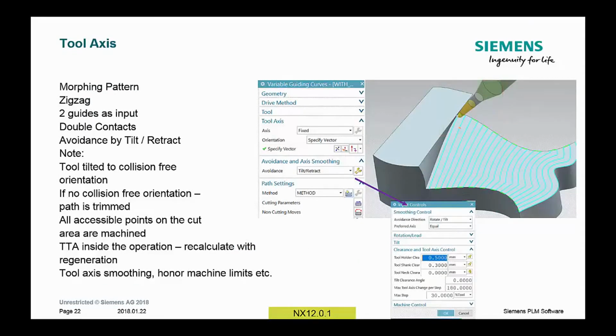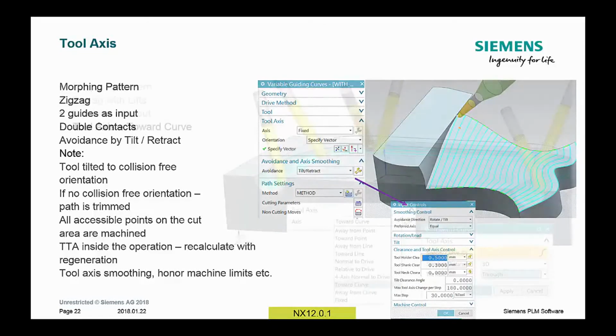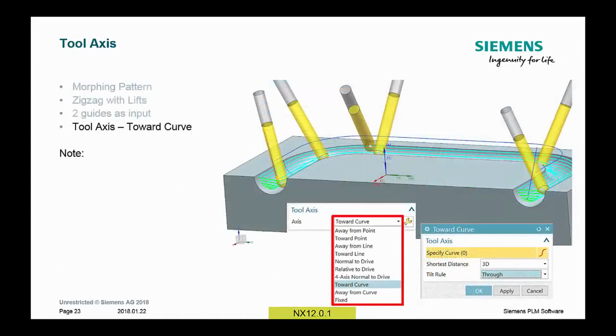Tilt tool axis also provides smoothing of the tool axis behavior based on the machine characteristics and allows limiting the tool orientation to the swiveling axis limits. There are many axis options available to you to specify as the initial tool axis, including away from and toward any arbitrary 3D curve.